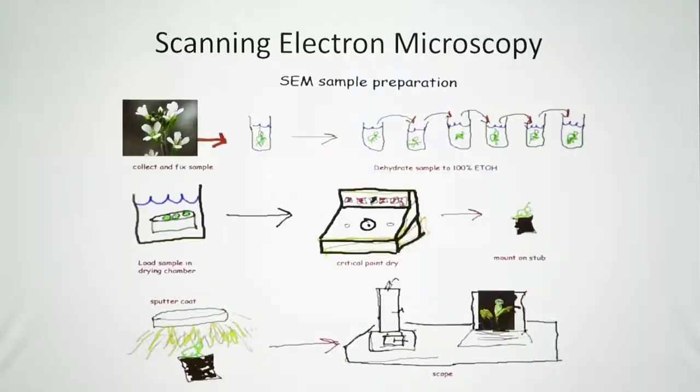Then we mount that on a stub, coat it with a heavy metal, gold or gold palladium, that then can go into the high vacuum of the electron microscope and be imaged. The goal here is that we want this picture, when it's in the high vacuum of an electron microscope and being bombarded with an electron beam, to look exactly as it did when it was alive and happy.